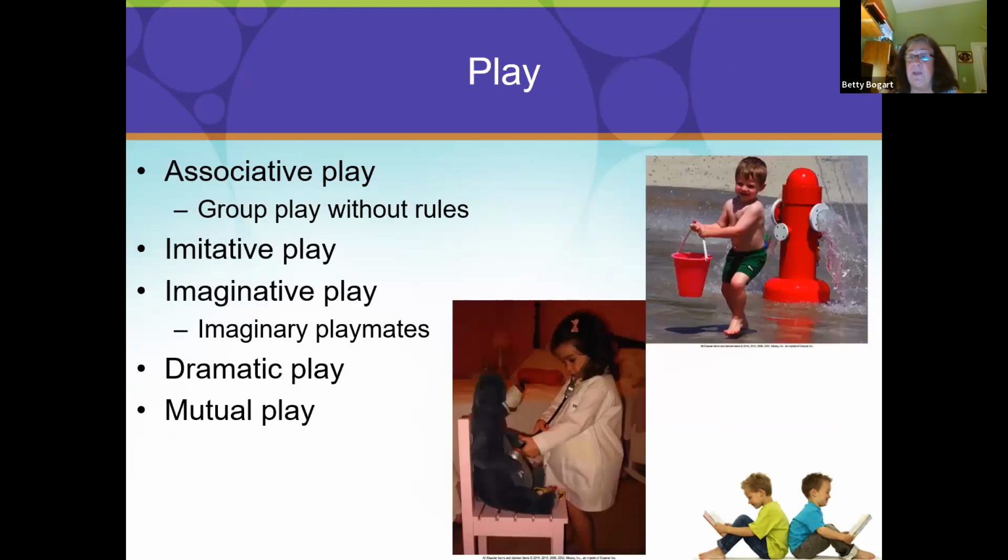Again, the different sorts of play. Associative, it could be 2, 3 kids together, but there's no who wins. There's not any structure to it. Imitative, it's what another kid's doing. Imaginative could be by themselves and they have their own little playmates. And then we have dramatic, or together.